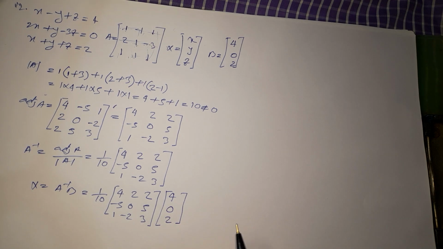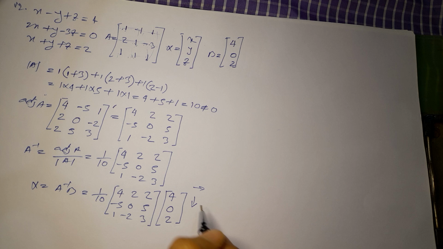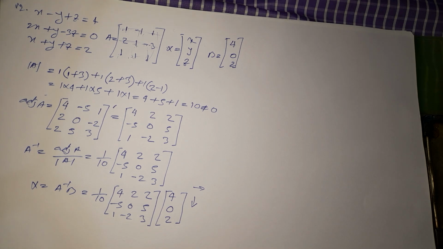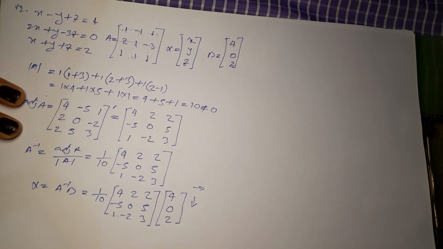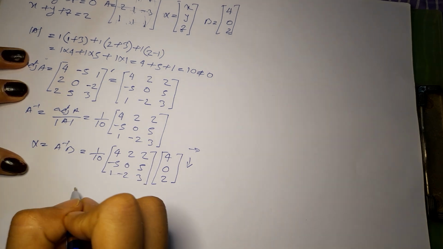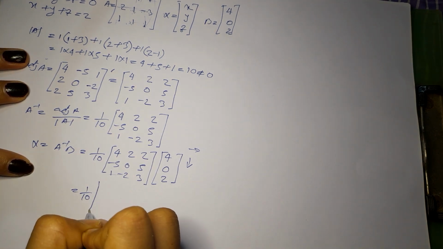Row will be multiplied with a column. First row will be multiplied with first column. Second row will be multiplied with this, and the third row will be multiplied with this. So we need a multiplication. 1 by 10 will stay outside.